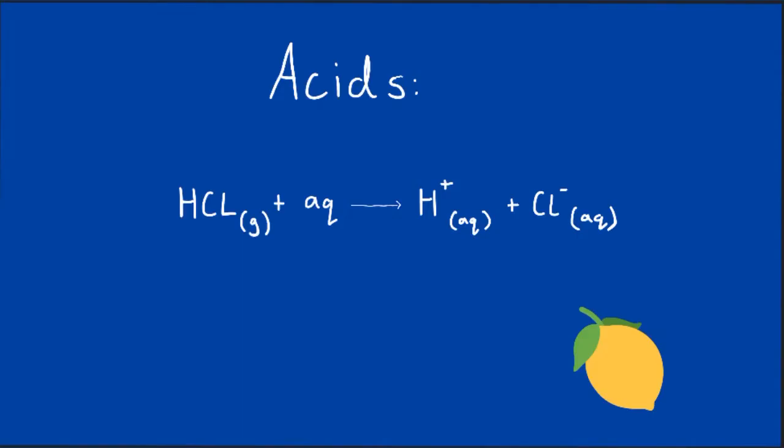Acids are proton donors. All acids form hydrogen ions, H+, when dissolved in water. It is these hydrogen ions that make a solution acidic.